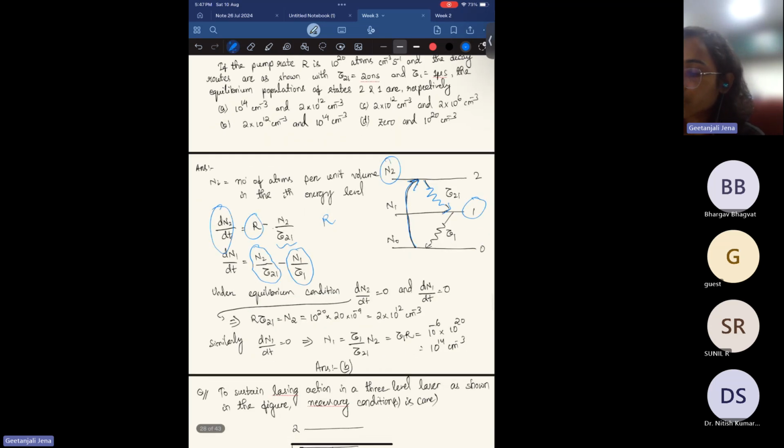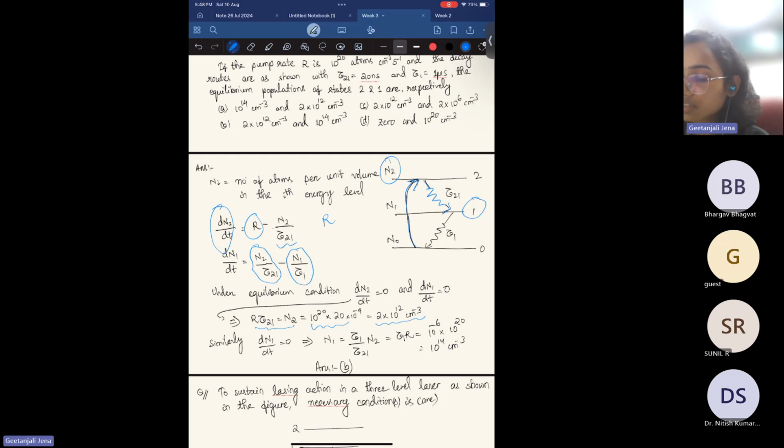And this R is given, tau 2 to 1 is given, tau 1 is also given. Now we'll put in the equilibrium condition, that is dN2 by dt equal to 0. If you put it, you will get N2 is R times tau 2 to 1. So you just put in the value of R and tau 2 to 1, and we get the equilibrium population of the second level.